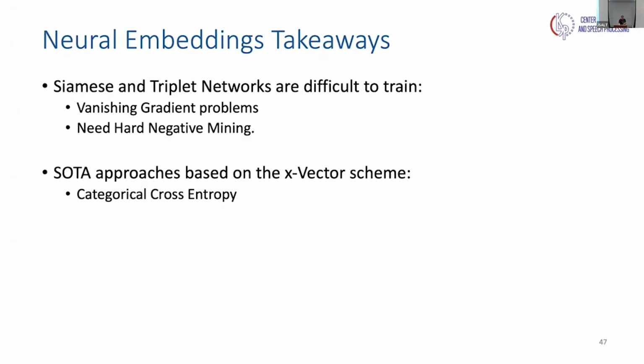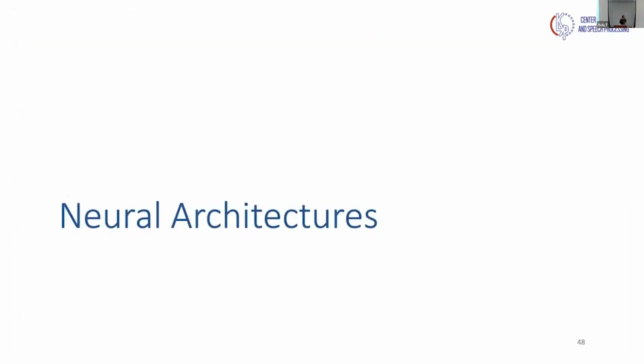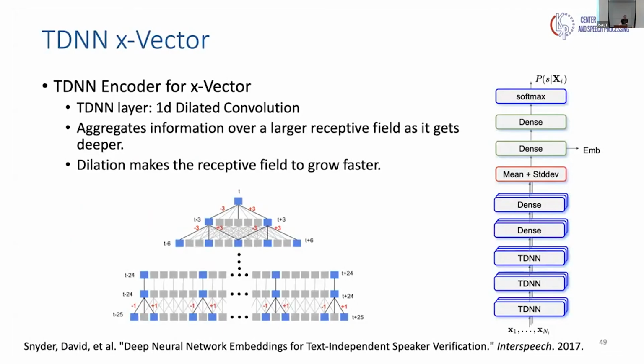Okay, so we are a little bit late in the schedule, so let's go to neural architectures. The first x-vector model used time-delay neural networks. Basically, time-delay neural networks is another name for one-dimensional dilated convolutions.